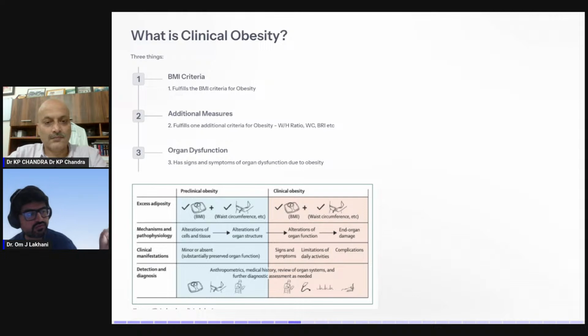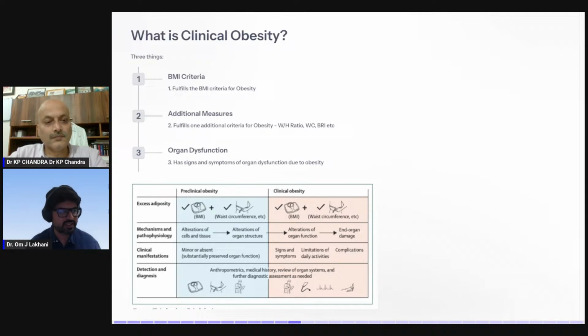He could not walk because of the knee joint pain. So directly because of obesity, he had some limitations of daily activities. And then clearly he had signs and symptoms because of obesity-related organ dysfunction, like for example, sleep apnea or fatty liver and other things, right? So when do you say a patient is having clinical obesity? When all the three criteria are fulfilled.